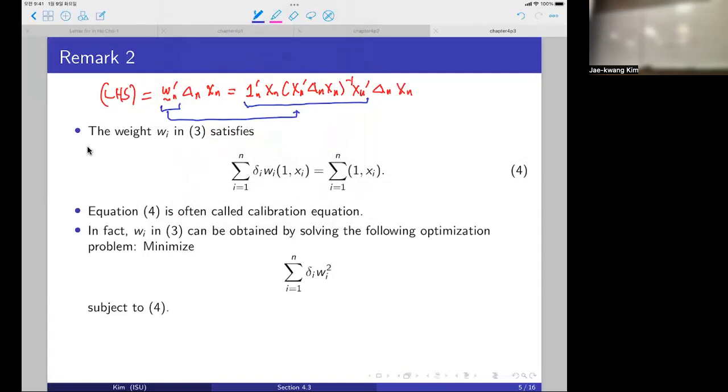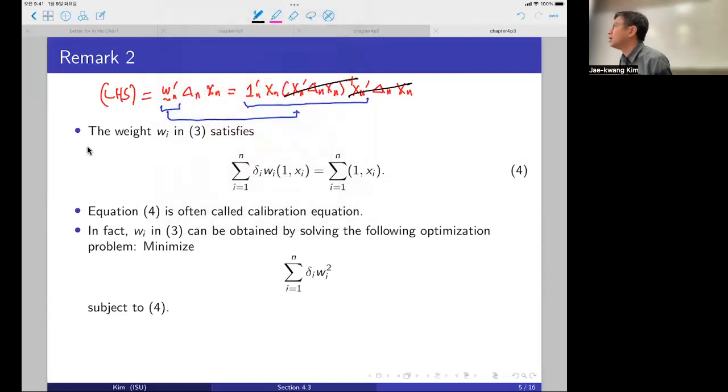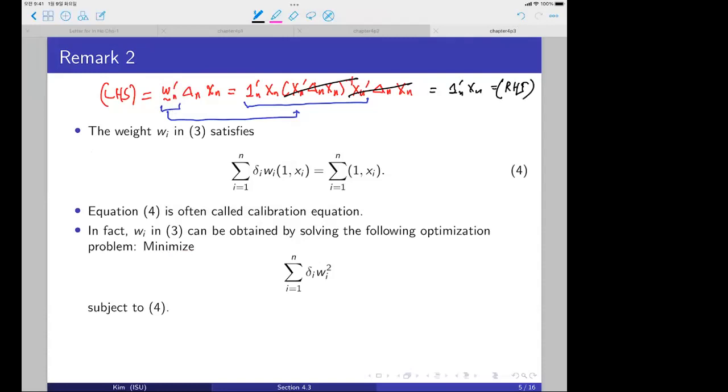Now you can see there's a cancellation. And then you have this one, which is the right hand side. So I have now proved this.